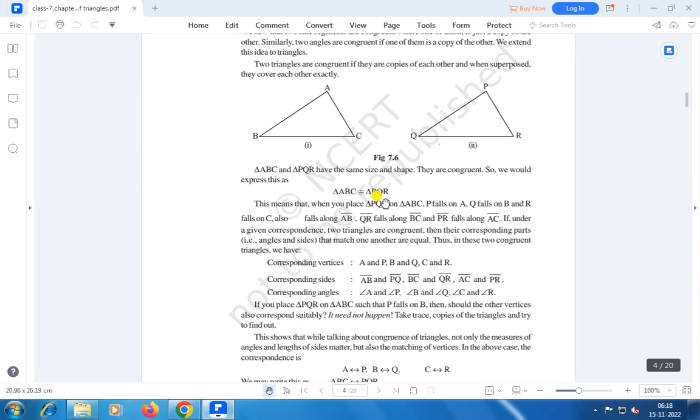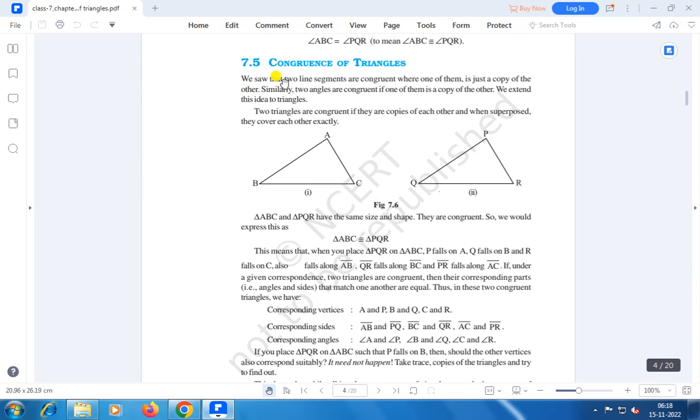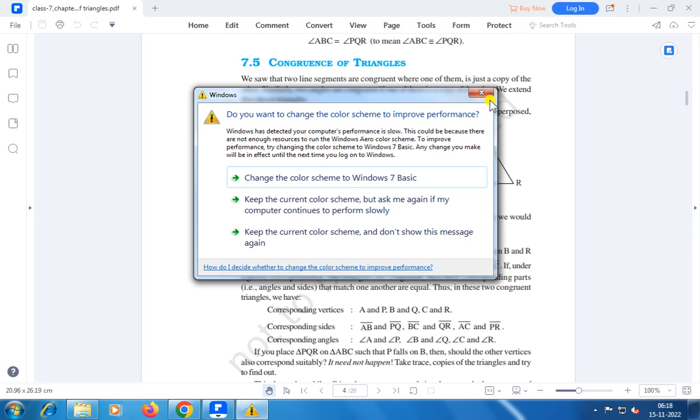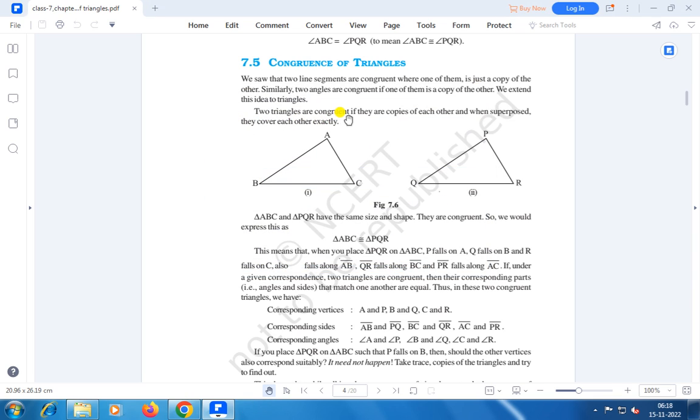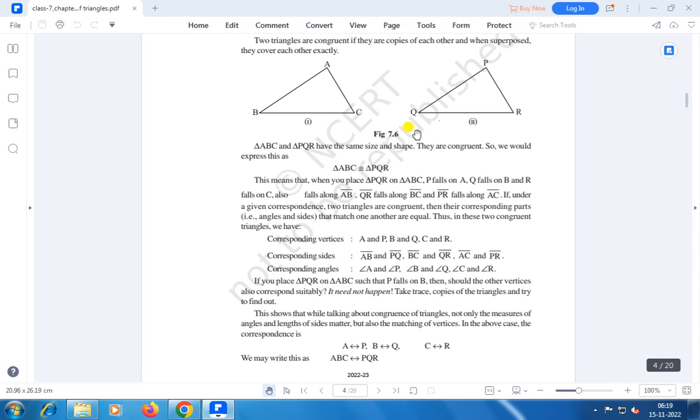Congruence of triangles. We saw that two line segments are congruent where one of them is just a copy of the other. Similarly, two angles are congruent if one of them is a copy of the other. We extend this idea to triangles also. Two triangles are congruent if they are copies of each other and when superposed, they cover each other exactly. In the case of triangles, here you see the corresponding vertices: A and P, B and Q, C and R are the corresponding vertices.